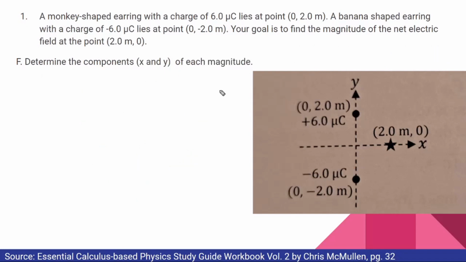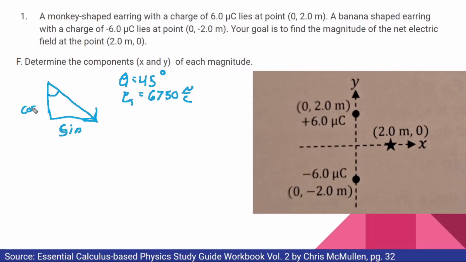Now we have to determine the x and y of each magnitude. For example, if we look at our first vector, we have that our angle is 45 degrees, and our magnitude is 6,750 newtons over coulombs. We have our angle of reference, which makes this sine and this cosine.